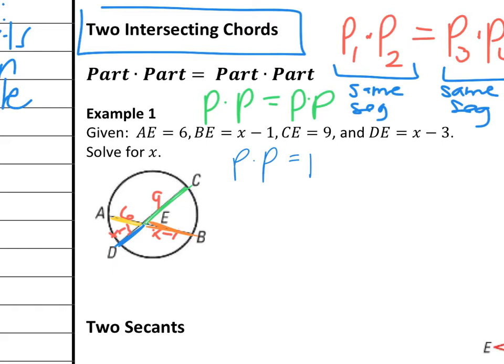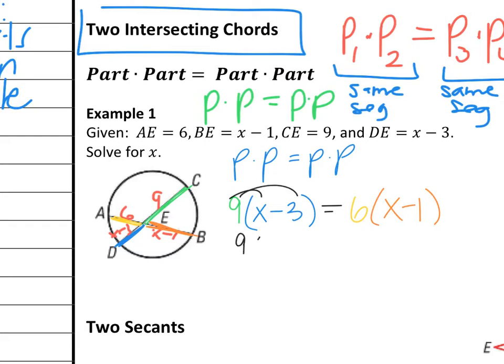I'm going to recall that the formula is PP equals PP. And so what I'm going to do is take my first part, say 9, and multiply it by its matching part on the same segment, x minus 3. So blue and green came from the same segment, they go together. And then we have equals. Then I'm going to take 6 and multiply it by x minus 1, because they are on the same segment, those two parts. So then from here, we just have to solve.